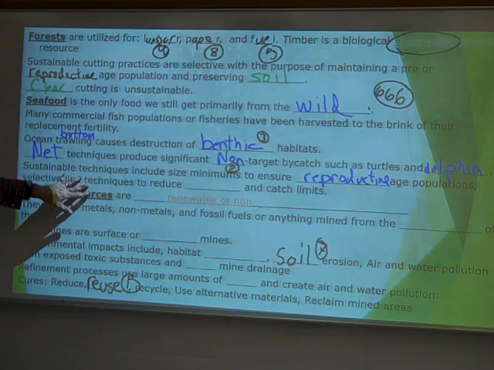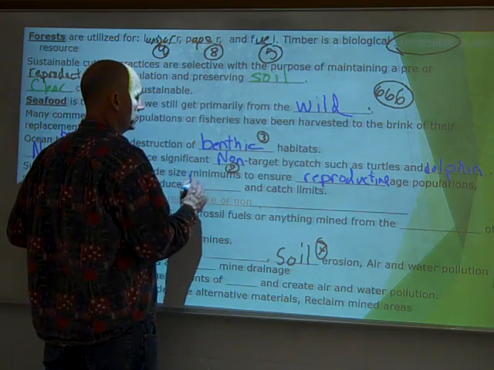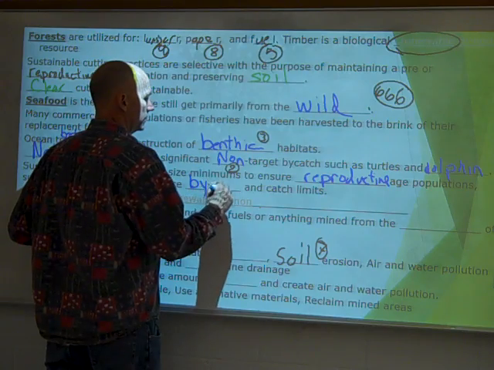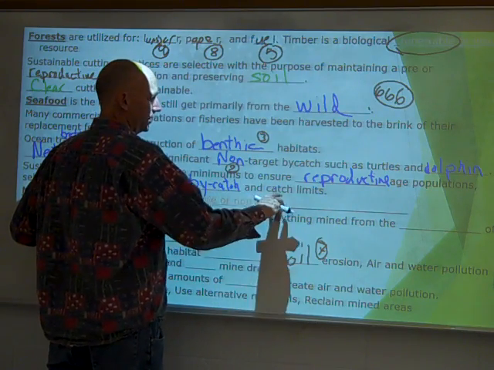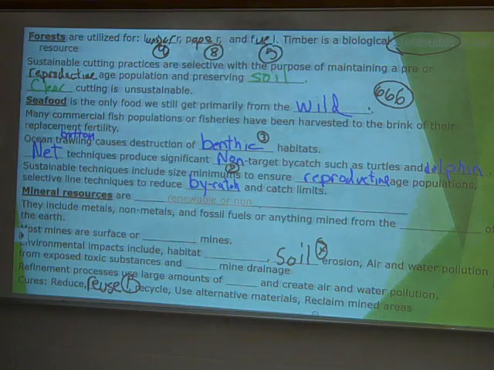Also using line techniques as opposed to net techniques, so it's going to reduce your bycatch. And then of course in general, catch limits. You can only take certain numbers of species. So with both these particular resources, a lot has to do with regulations being established, limits being put, permits being required, all those kind of legal things that go on.